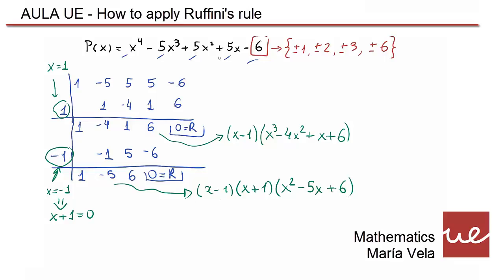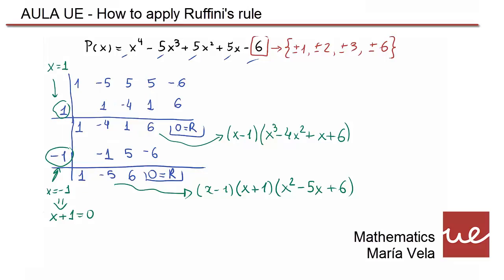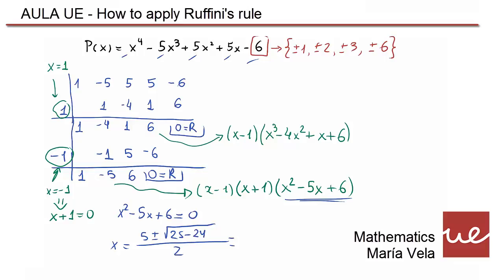Okay, and now at this moment, since you have a second order polynomial, you can keep on doing Ruffini's method or just use the second degree formula for solving the equation. I'm gonna do it using this formula because it's gonna be easier. So I just copy x squared minus 5x plus 6 equals 0. I put it as an equation and apply the formula that you already know. It's going to be 5 plus minus the square root of 25 minus 24, divided by 2. If you operate, you get 5 plus minus 1 divided by 2.